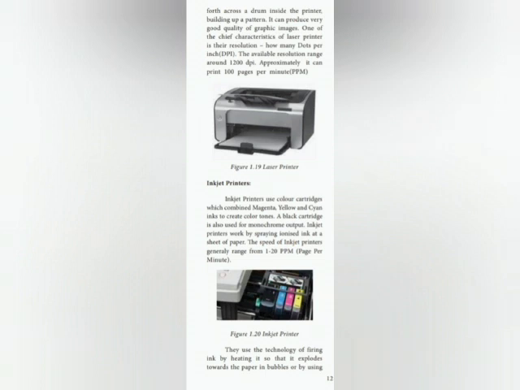Inkjet printers use color cartridges which combine magenta, yellow and cyan ink to create color tones. A black cartridge is also used for monochrome outputs. Inkjet printers work by spraying ink at a sheet of paper. The speed of inkjet printers generally ranges between 1 to 20 pages per minute.